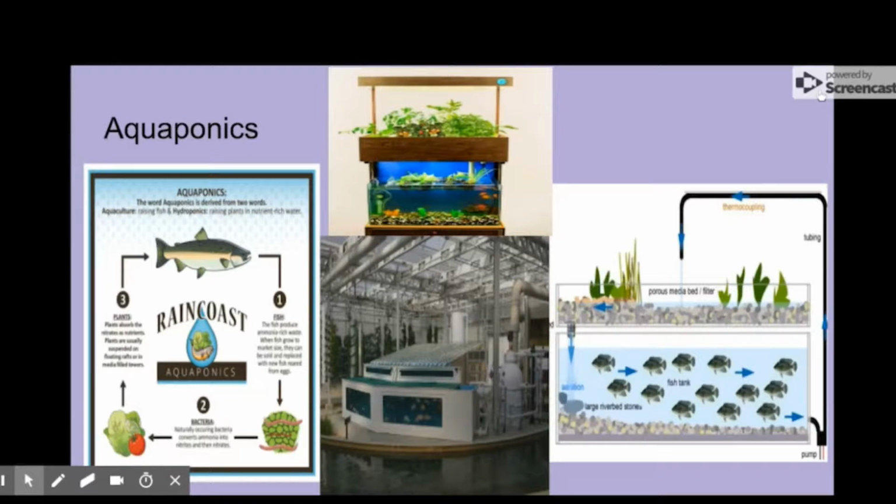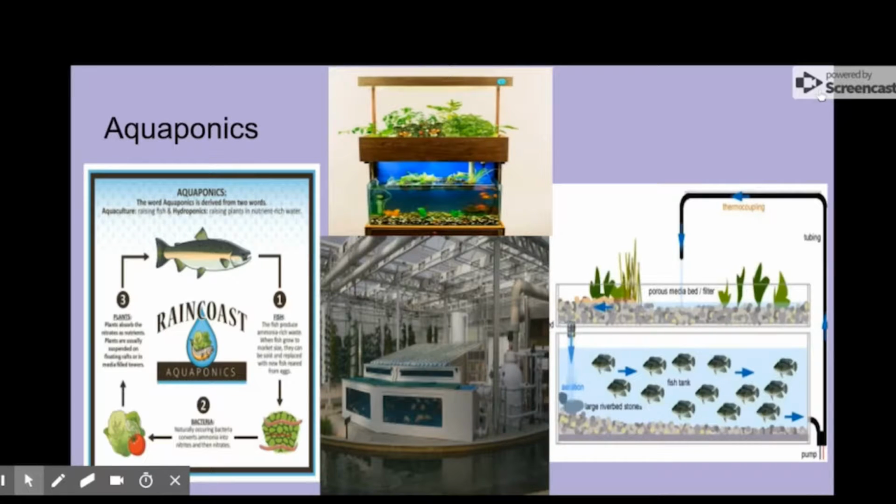Aquaponics. It is the combination of aquaculture, raising fish, and hydroponics, growing plants without soil. It's growing fish and plants together in one integrated system. Through nitrifying bacteria, there is the conversion of ammonia from fish waste into nitrites and then nitrates.